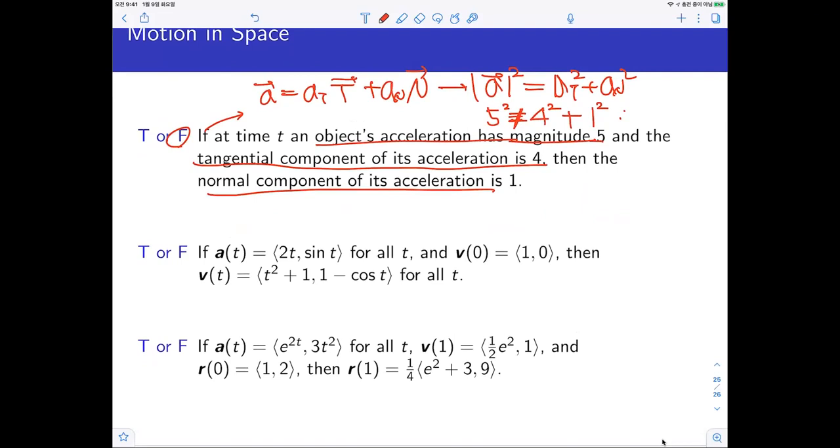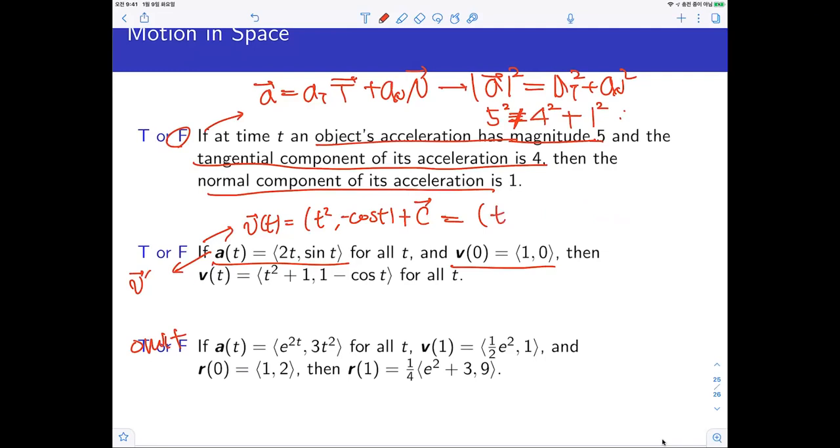Okay, we omit this problem. And this is the last problem. Here we have a, and this acceleration a is the derivative of v. We get v(t) is t squared, minus cosine t, plus some constant vector C. Since v(0) is (1, 0), we can easily get (t squared plus 1, 1 minus cosine t). If we just substitute t equals 0, then we get C, and we can express this form.